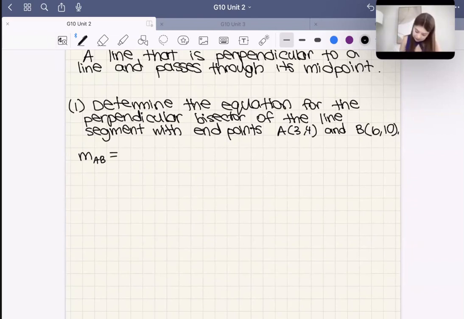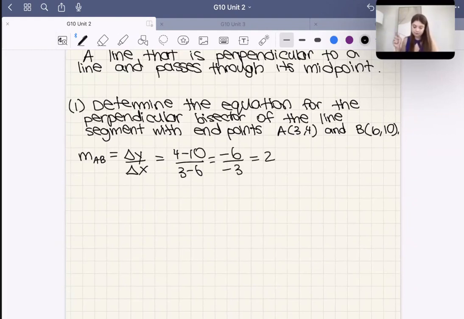Then that's going to be delta y over delta x, right? Delta y over delta x. And that's going to be 4 minus 10 over 3 minus 6. So that's going to be negative 6 over negative 3, which is 2. Okay, so there we go. There's our slope from point A to point B.